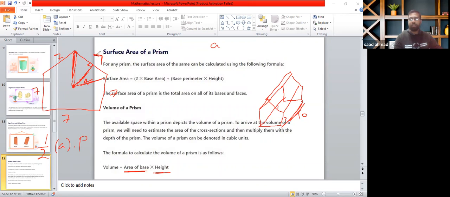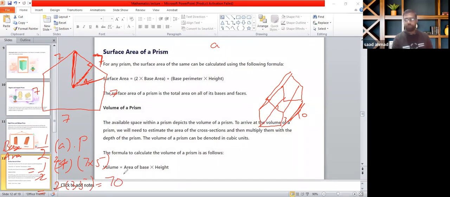The perimeter for this one, we need to find how many sides there are. 1, 2, 3, 4, 5. There are 5 sides. So the perimeter will be 7 times 5, that's 35. The apothem for this one is 4, and we're doing 1/2. So that's the area for this pentagonal base. 1/2 times 4 times 35 gives 2 times 35, that will be 70.